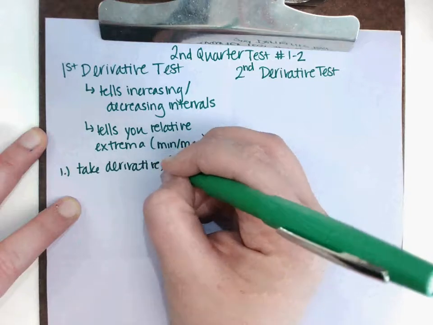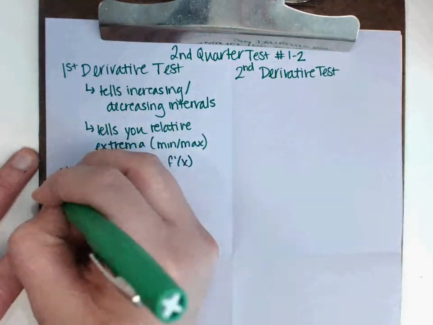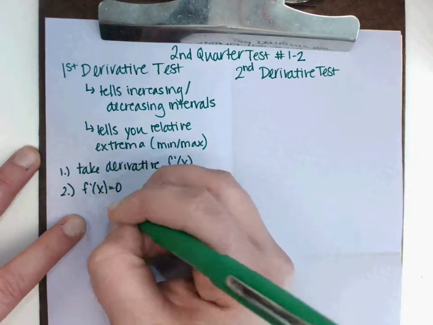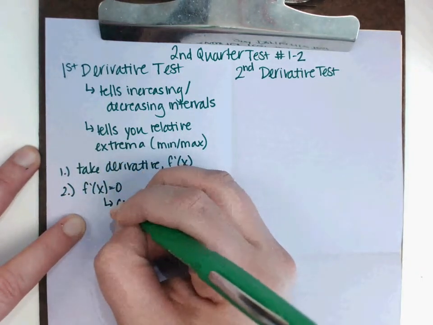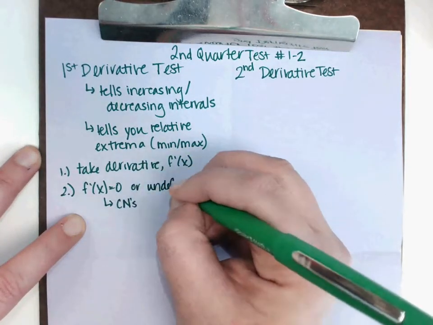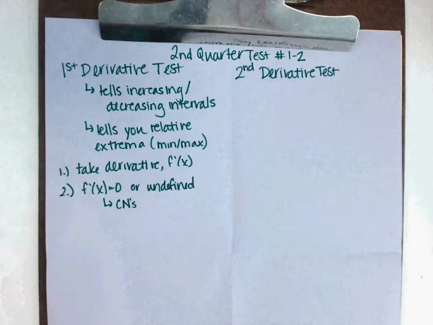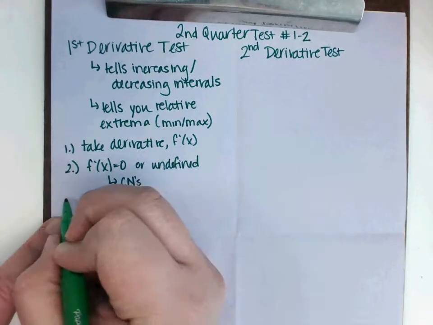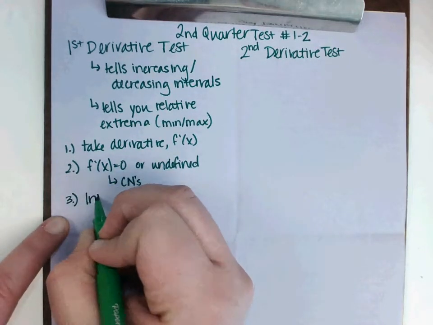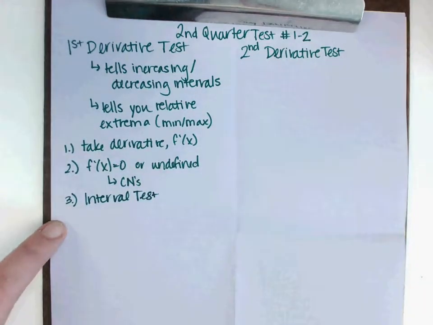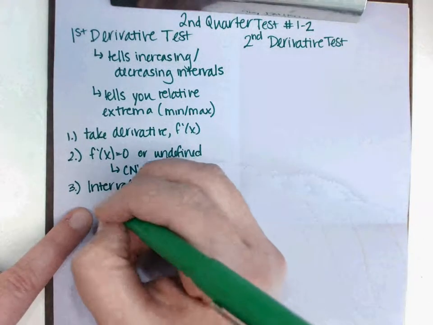Remember that's f prime of x. Then step number 2, you're going to find your critical numbers by setting f prime of x equal to 0 or undefined. And remember, all that means is that when you're setting the derivative equal to 0 or undefined, you're acknowledging that critical numbers can come from the top or the bottom. Number 3, you're going to do an interval test. That would be your number line. Basically, you're looking for sign changes.